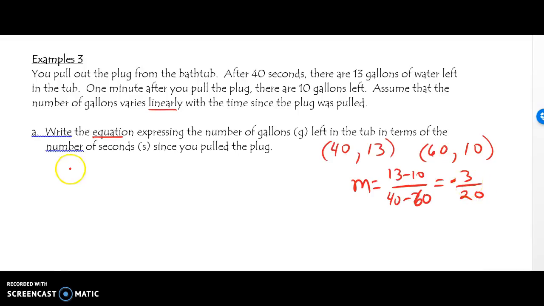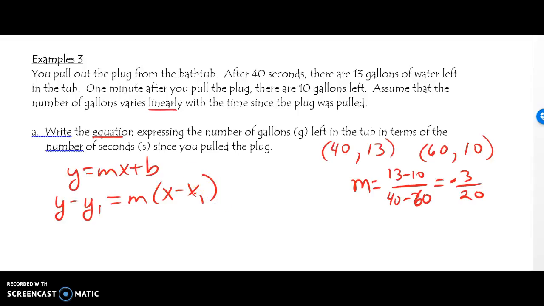So now to write our equation, our tools, we have slope-intercept form, but we don't know the y-intercept. So I would find it easier to use point-slope, which is this. To use point-slope, all we've got to fill in is the slope, which we have, and then use either point to fill in this. It doesn't matter which one you choose. I'm going to pick this one.